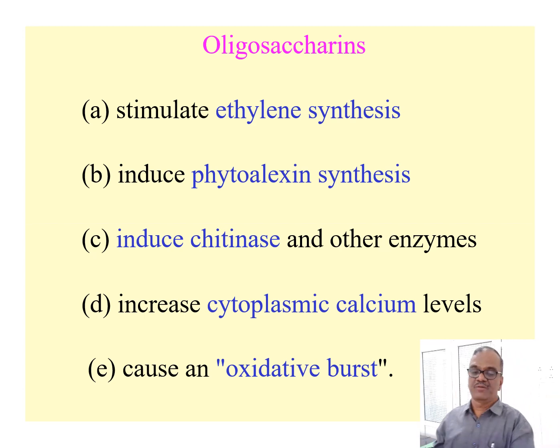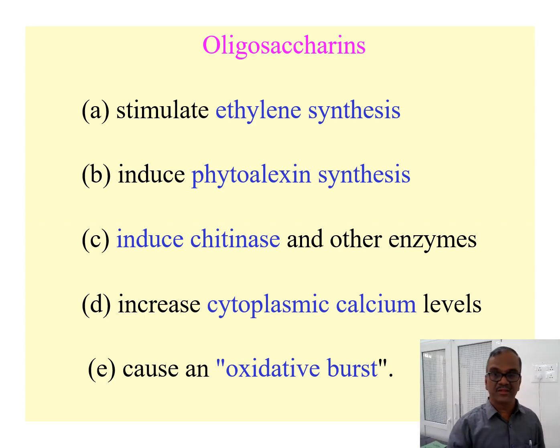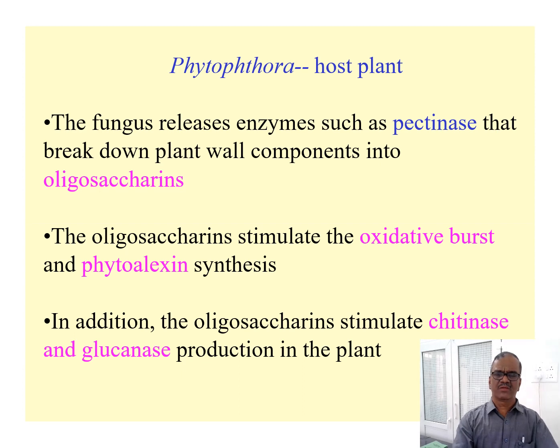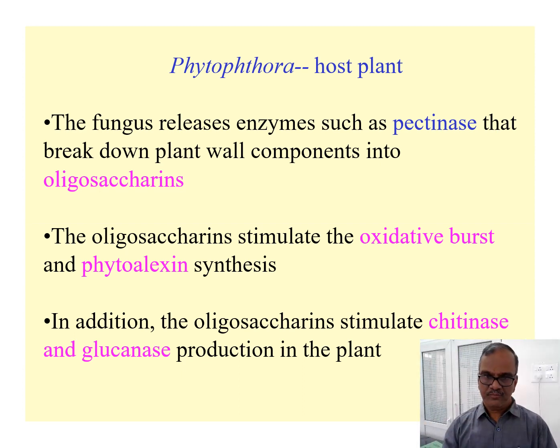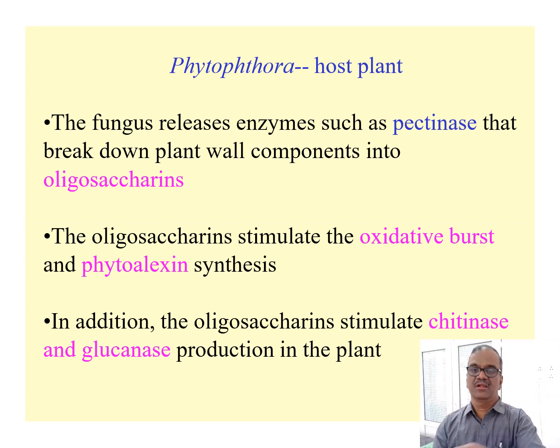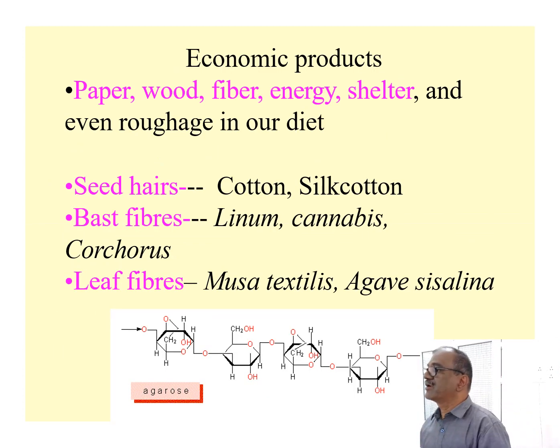Because of that it causes an oxidative burst. So the pathogen is not able to enter inside. It is localized to a particular region. By that they give the defense. One example is Phytophthora, a pathogen, and how the host plant responds. Then what are the economic products we are getting from the cell wall?